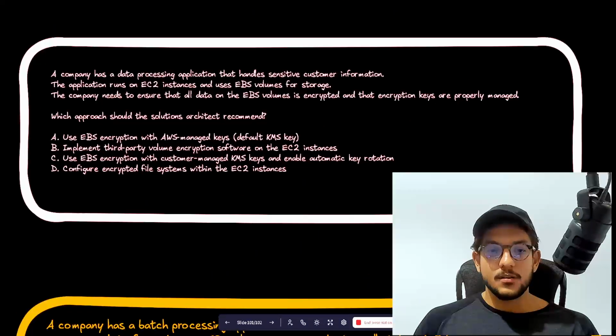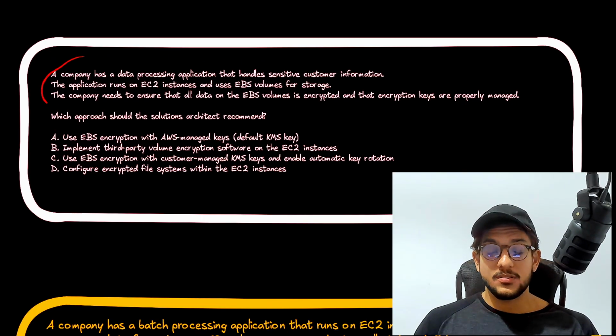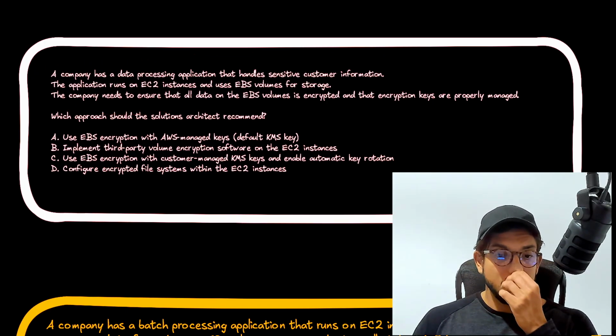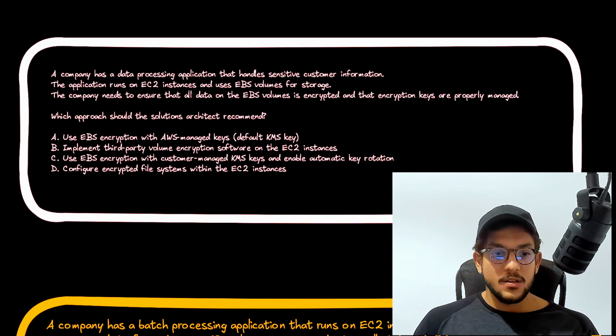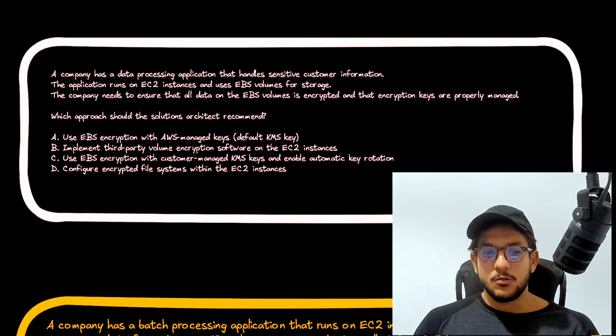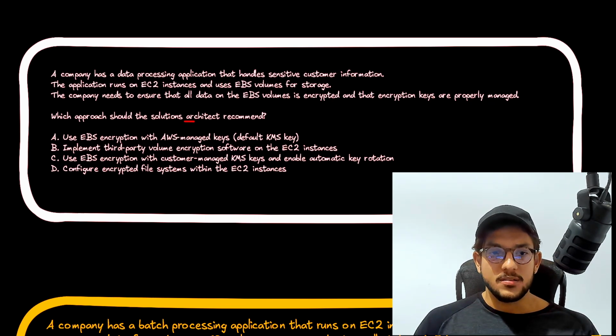First one. A company has a data processing application that handles sensitive customer information. The application runs on EC2 instances and uses EBS volumes for storage. The company needs to ensure that all data on the EBS volumes is encrypted and that encryption keys are properly managed. Which approach should the architects recommend? I'll give you some time to take a look at the options and select the best one.